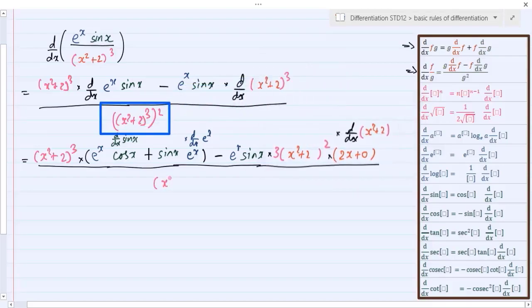So here we just have to multiply differentiation of x square plus 2, which is 2x plus 0, whole divided by x square plus 2 whole raised to 6. You can consider this as your final answer. If you want, you can simplify. Tada!